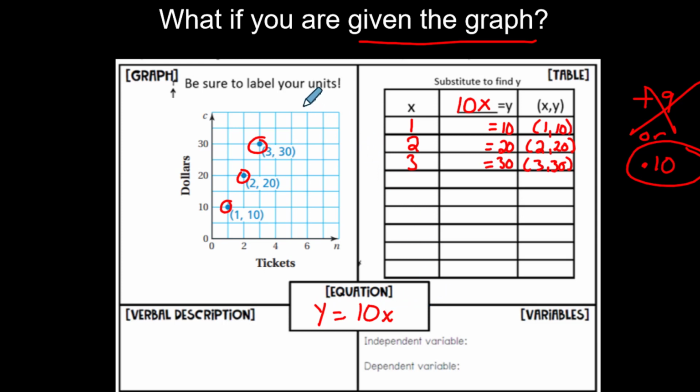So how did I do that? I looked at my graph. I pulled my ordered pairs out. And then I tried to figure out what's the rule. If I'm putting my x value in and getting my y value out, what is the rule that's happening to create that? And then last but not least, you look at your equation and you get to come up with a story that suits this equation.